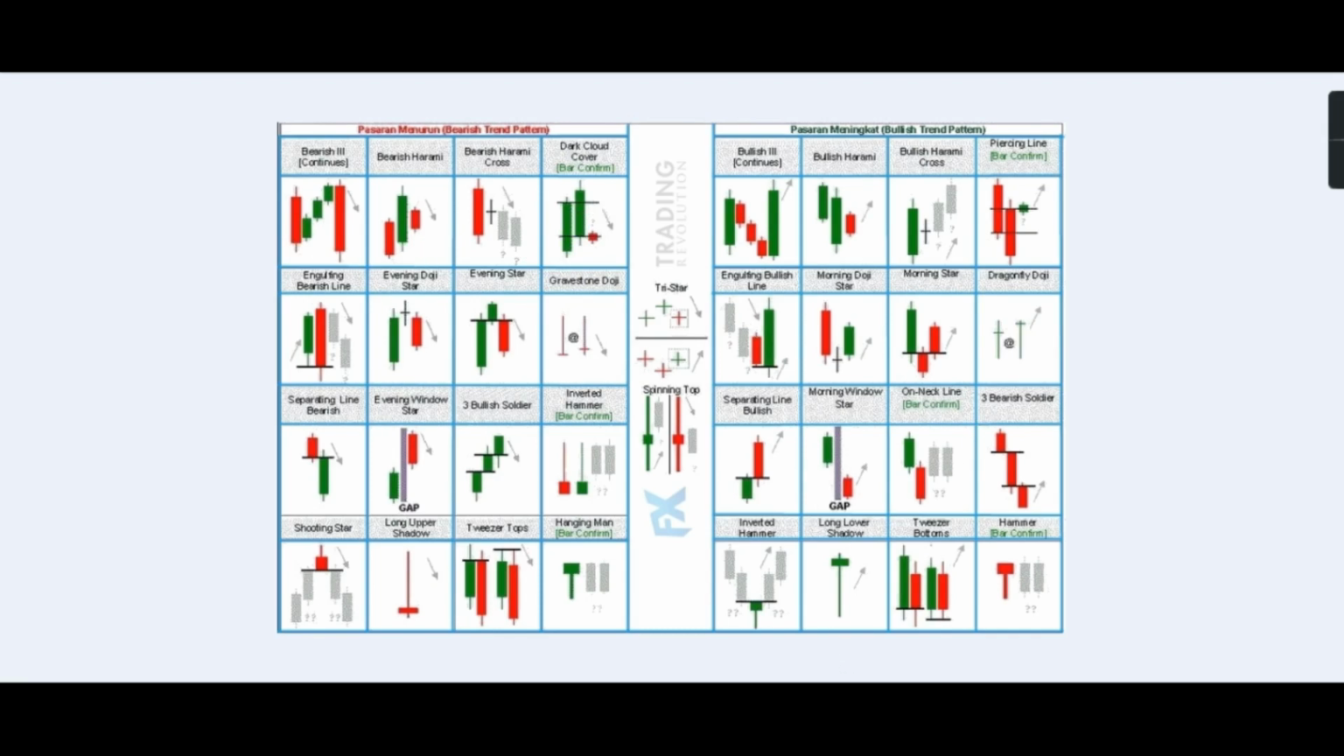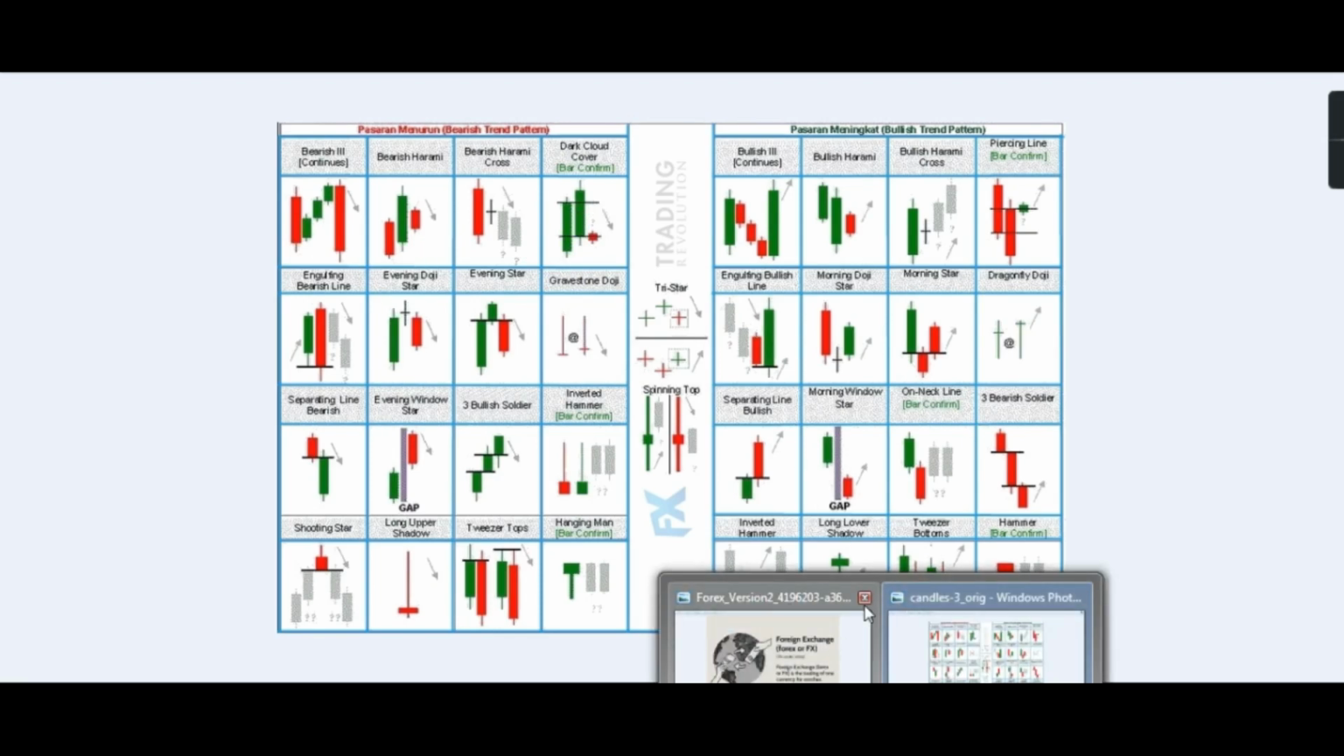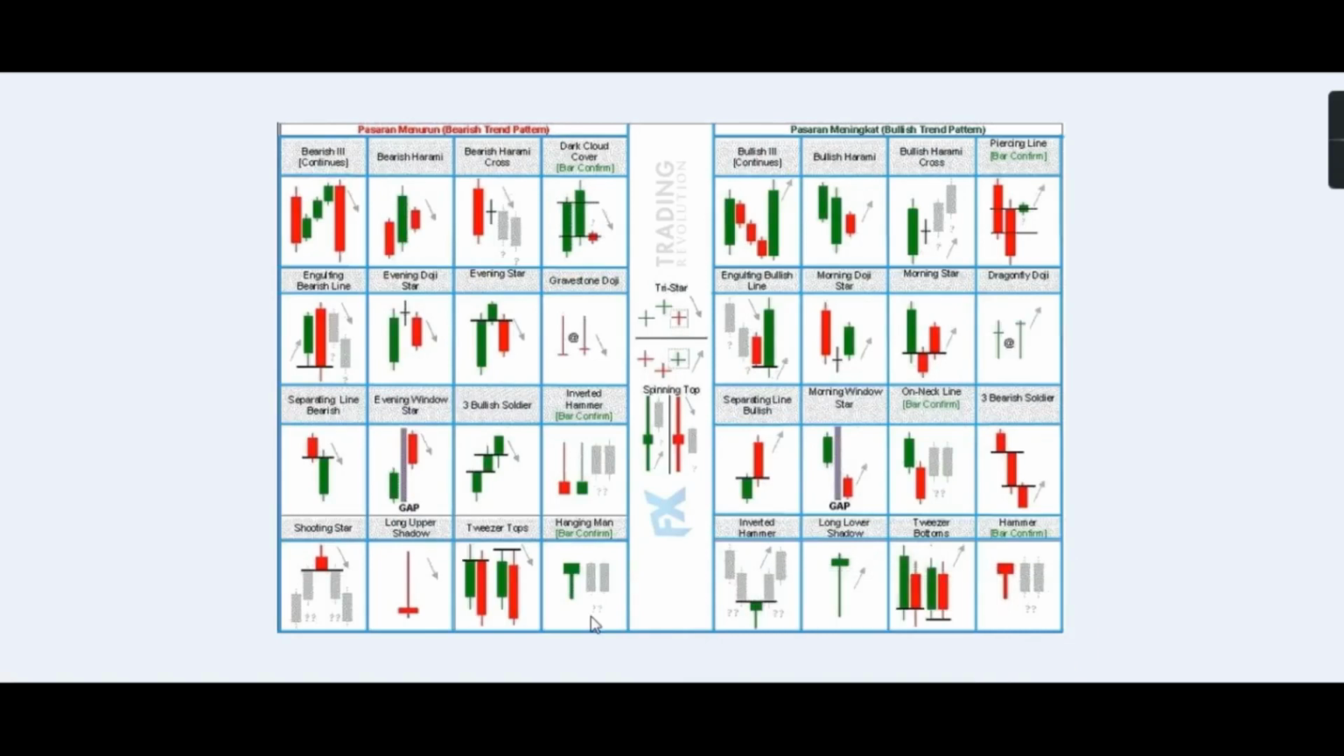Alright, guys, so this slide over here, let me just remove this, pardon me. This slide basically shows us the types of movements in the market that the candlesticks show or identify for us. So in a simplified way, a bearish trend pattern is when the market is going down, right? And a bullish trend pattern is when the market is going up.